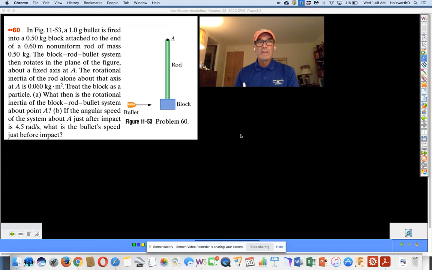Okay, but they do give you the rotation inertia of the rod nonetheless. So you don't have to worry about some crazy calculus that you'll have to apply to this problem. So they give you the rotation inertia of the non-uniform rod.